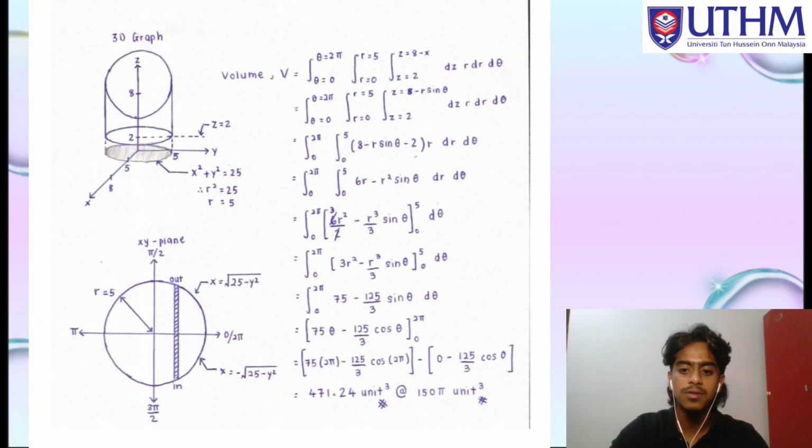For the upper limit, the equation of z is 8 minus x. So we take the maximum value of x, which is 5. The z will be 3. Just plot that point.